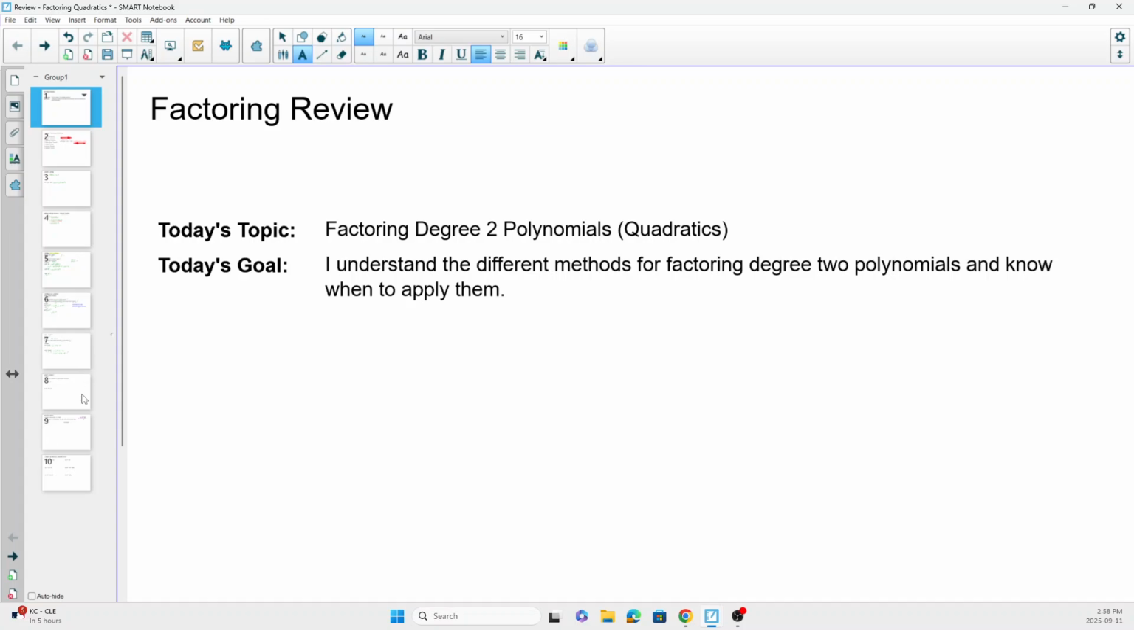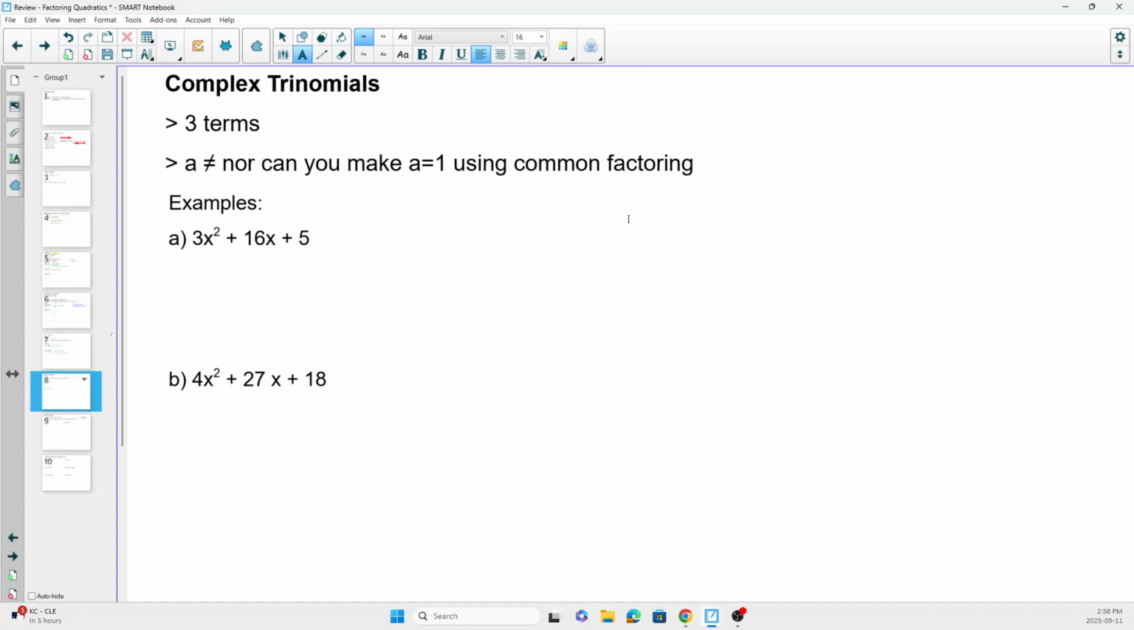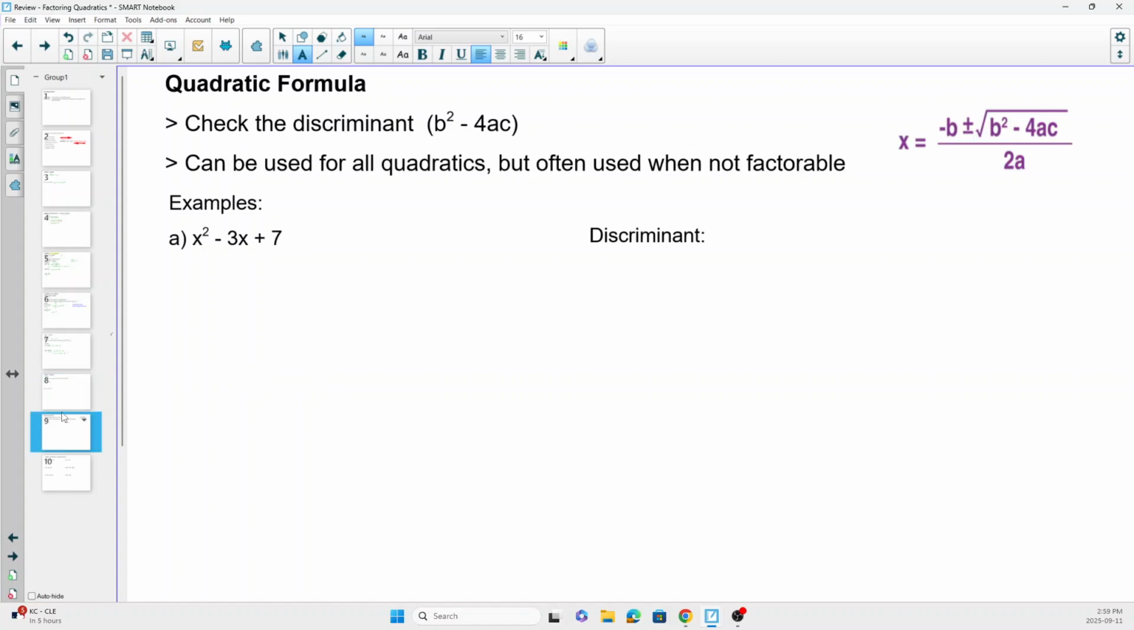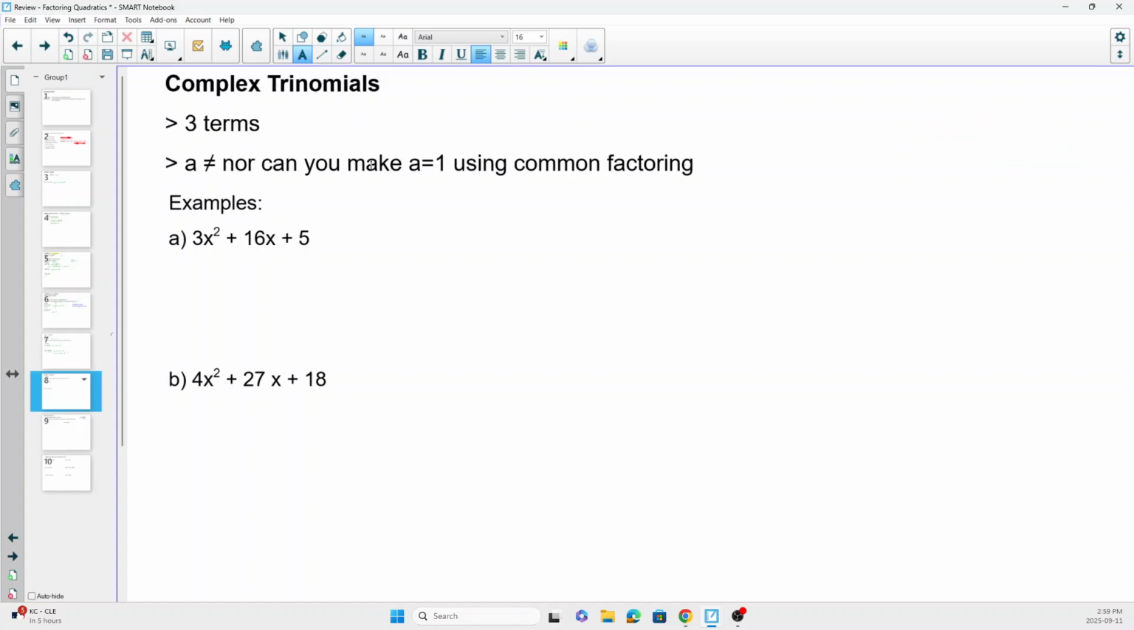Okay guys, our last video got cut off abruptly, so we still have complex trinomials to review and then factoring using the quadratic formula. So now when we're looking at complex trinomials, it's still 3 terms, but now the a value is not equal to 1, nor can you make a equal 1 using common factoring.